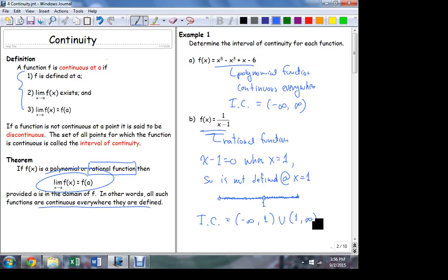So that's automatic. Anytime I see these two types of functions, continuity issues are already settled. If it's a polynomial, everything's going to work. If it's a rational function, I have to look at that denominator. If the denominator goes to 0, that's a point where the function is not defined. If the function is not defined, can't be continuous.